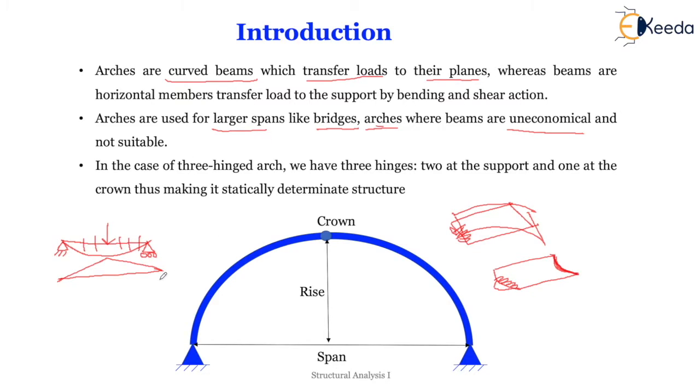So here in case of three hinged arches, we can see that there are two hinge supports over here and there is one hinge in between. The hinge part in between, we call it the crown. The height from the support to the crown, we call it the rise. And the total length is the total span. We measure it like this.